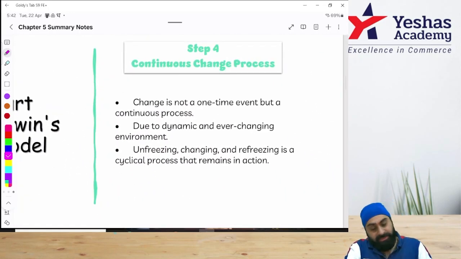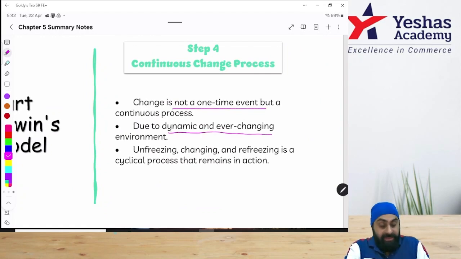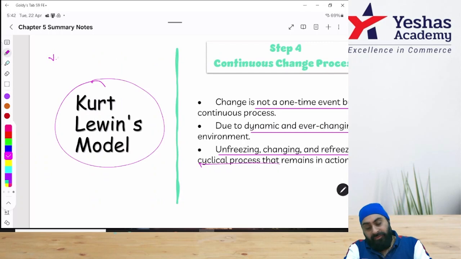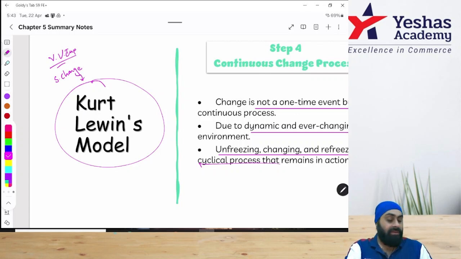Continue the change process. Change is not a one-time event. It is a continuous process, because the environment keeps on changing. Therefore, you need to keep on changing. So unfreezing, changing, and refreezing is a cyclic process. This is given by Kurt Lewin. Very important from an exam point of view. If they are asking you a strategic change concept, you have to write this answer. Extremely important from an exam point of view.